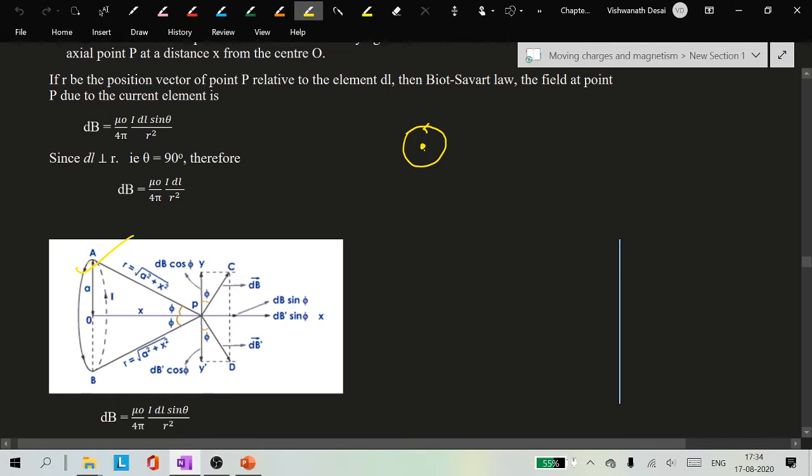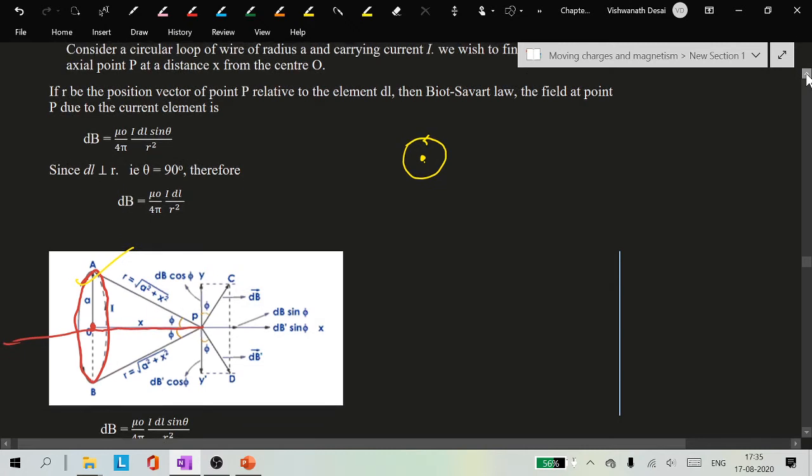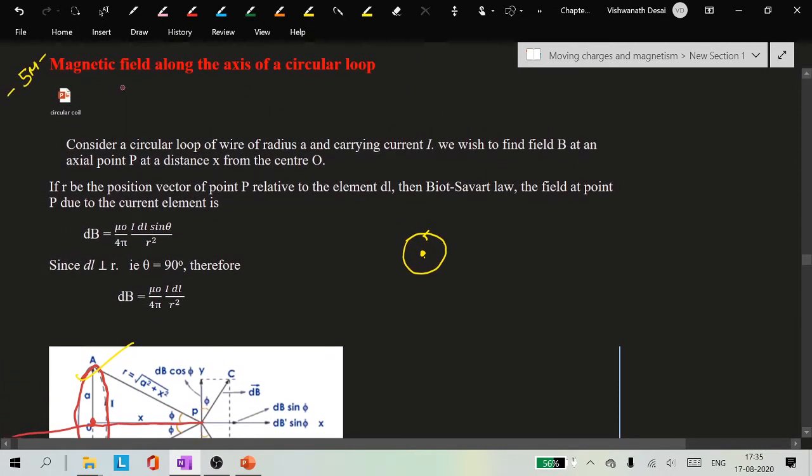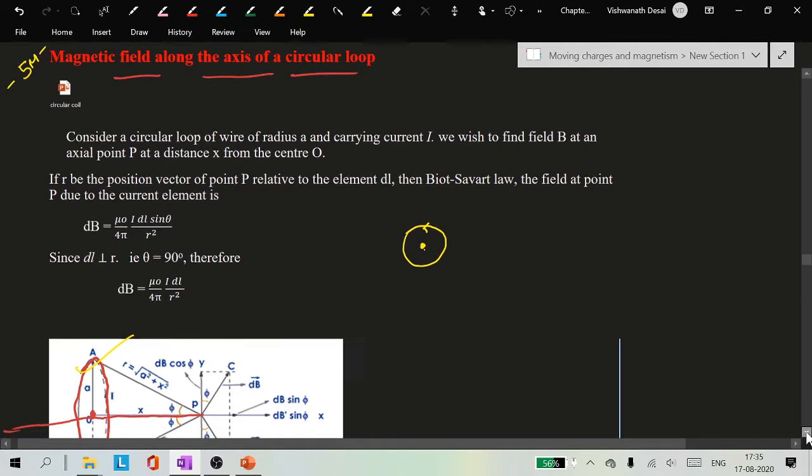So here we have taken it like this. This is a circular loop and this is the center of the circular loop and this is the axis. On this axis, this coil produces the magnetic field. And that magnetic field, we have to find out. That is the aim of this particular derivation. So that is what, the magnetic field along the axis of the circular loop, we are going to calculate.